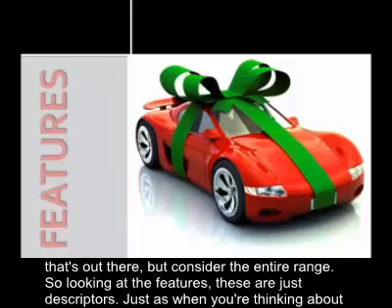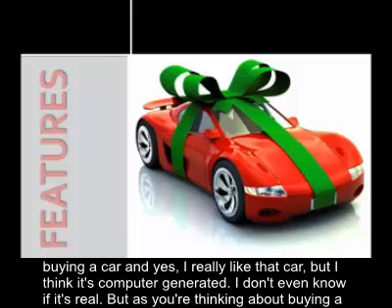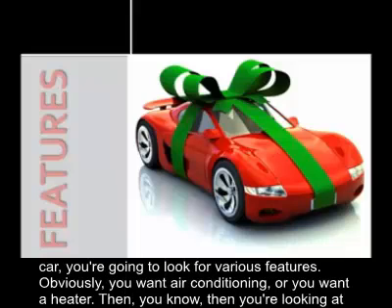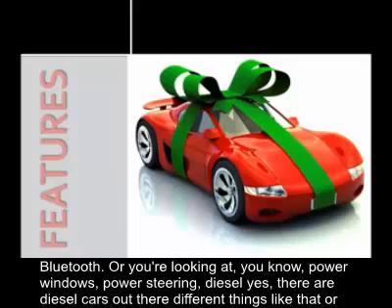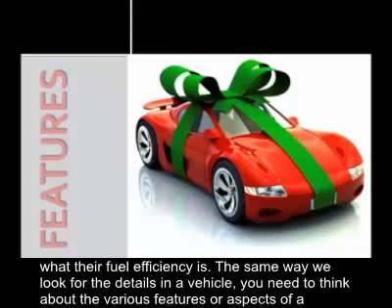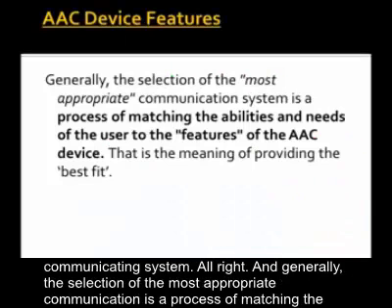So looking at the features, these are just descriptors. Just as when you're thinking about buying a car, and yes, I really like that car, but I think it's computer generated. I don't even know if it's real. But as you're thinking about buying a car, you're going to look for various features. Obviously, you want air conditioning, or you want a heater. Then you're looking at Bluetooth, or power windows, power steering, diesel. Yes, there are diesel cars out there. Different things like that, or what their fuel efficiency is. The same way we look for the details in a vehicle, you need to think about the various features or aspects of a communication system.